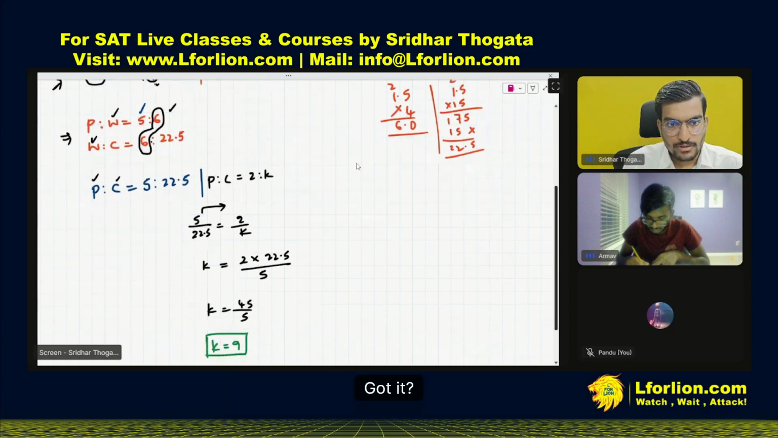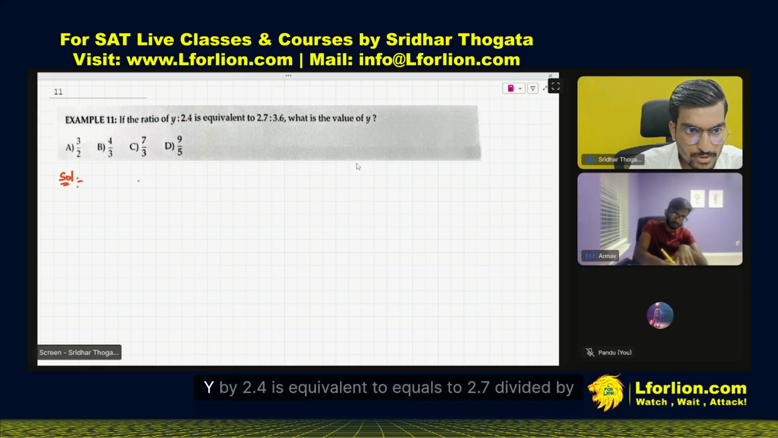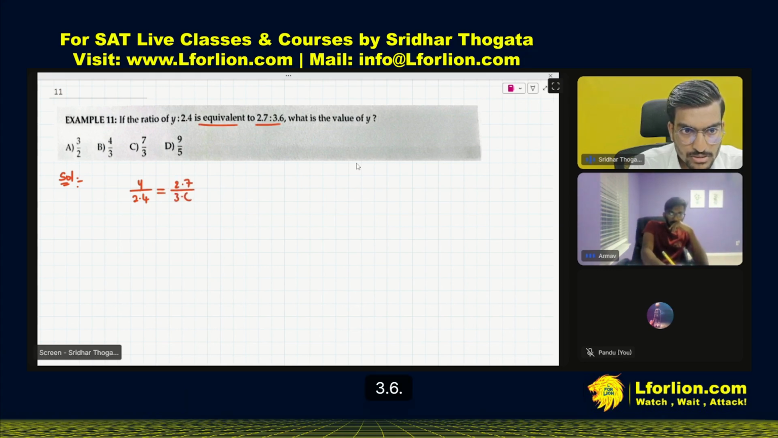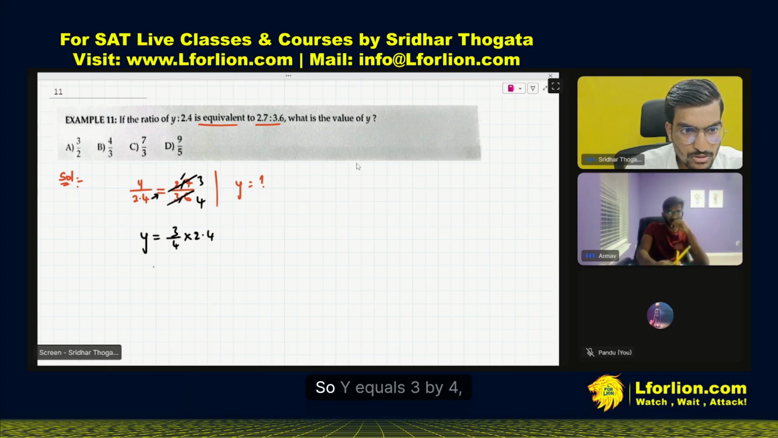9. Got it? Now, if the ratio of y is to 2.4 equals 2.7 is to 3.6, you can write this in fraction format: y by 2.4 equals 2.7 divided by 3.6. So what is the value of y? Whenever there is a decimal point, move it to the other side, so 2.7 by 3.6 becomes 3 by 4. So y equals 3 by 4 multiplied by 24 by 10.